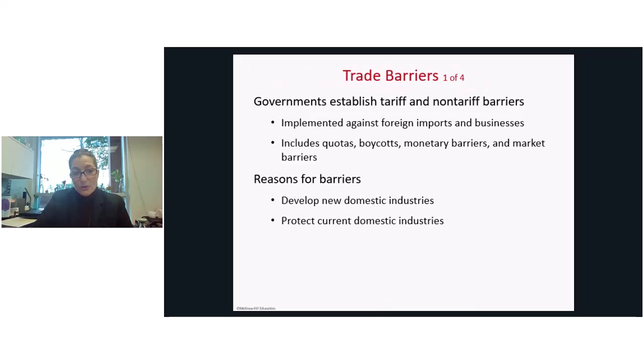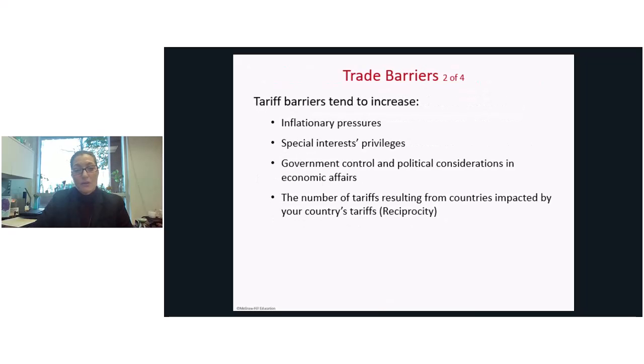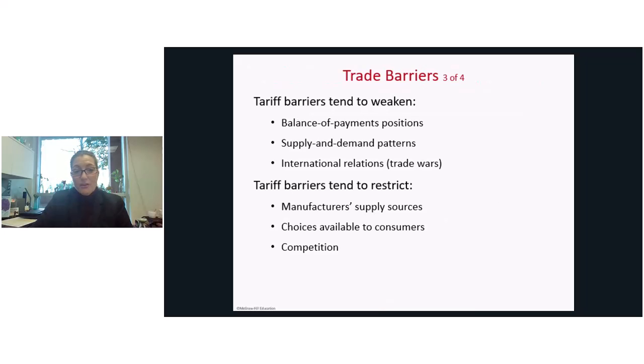They want to develop new domestic industries, and they want to protect current domestic industries. So tariffs tend to increase inflation and special interest privileges. They increase government control and political influence, and they also increase the number of tariffs resulting from companies being impacted by those tariffs. So, you can expect some retaliation going on. Tariff barriers tend to weaken balance of power positions, supply and demand patterns, and international trade war relations.